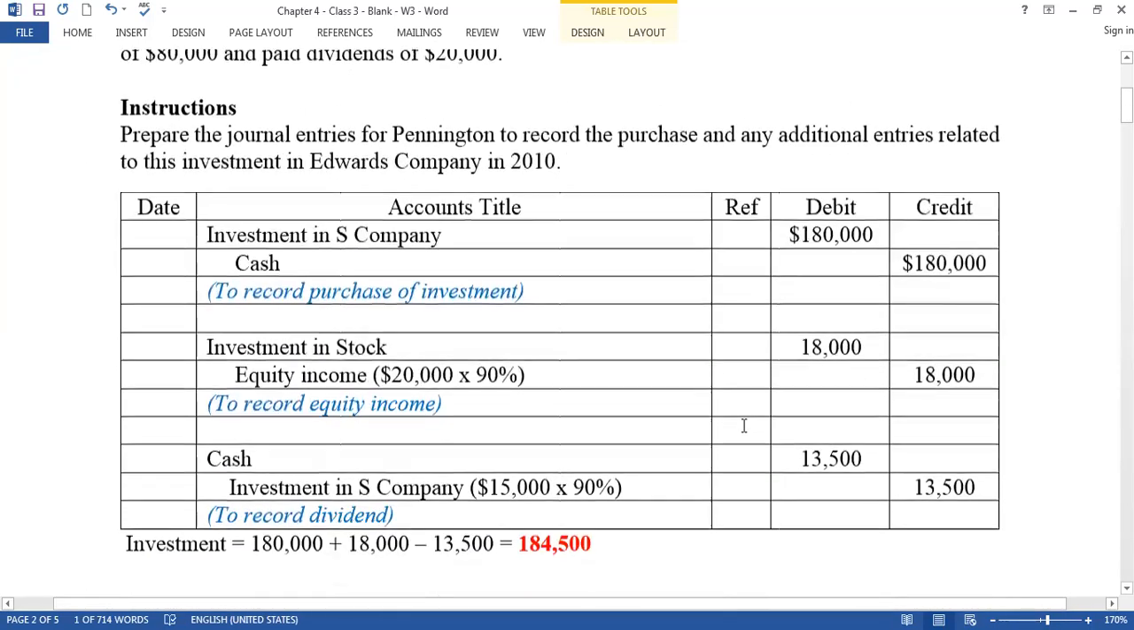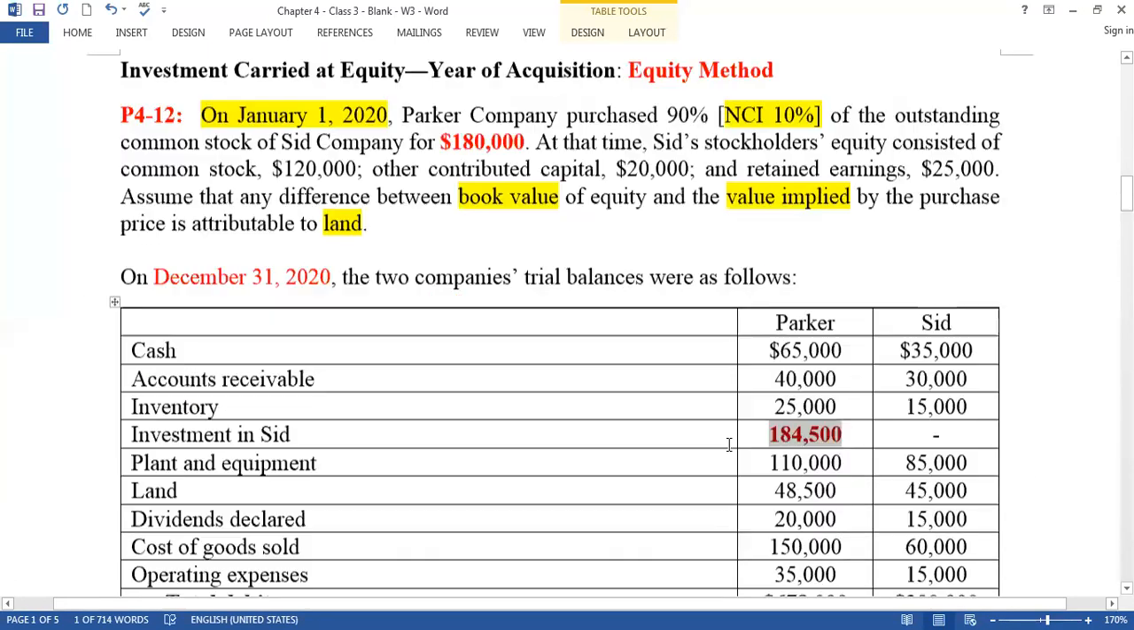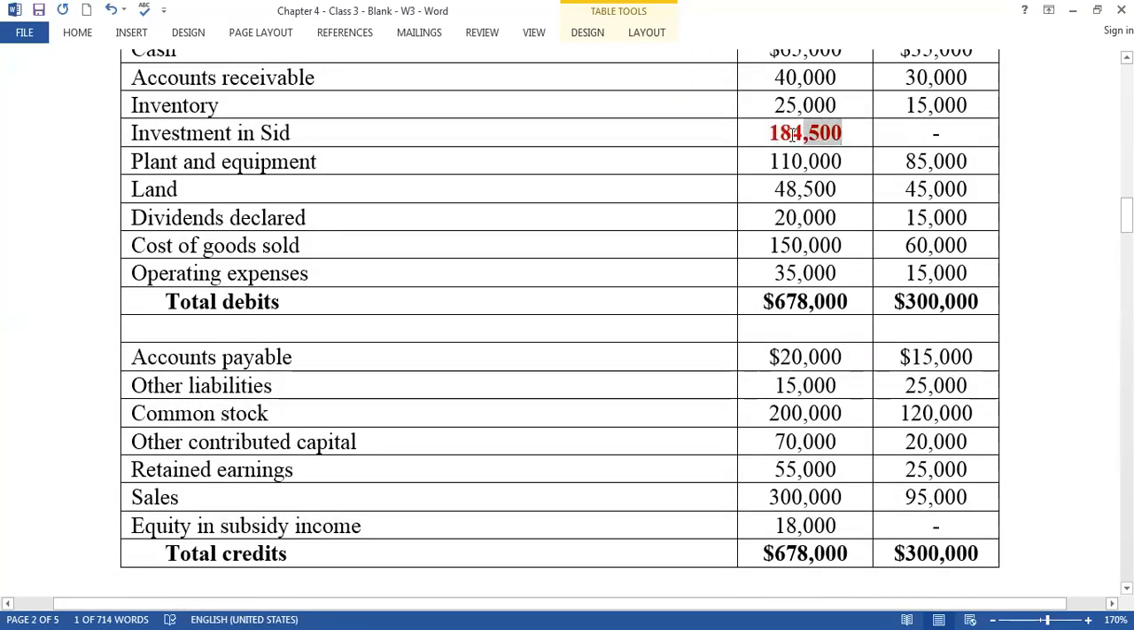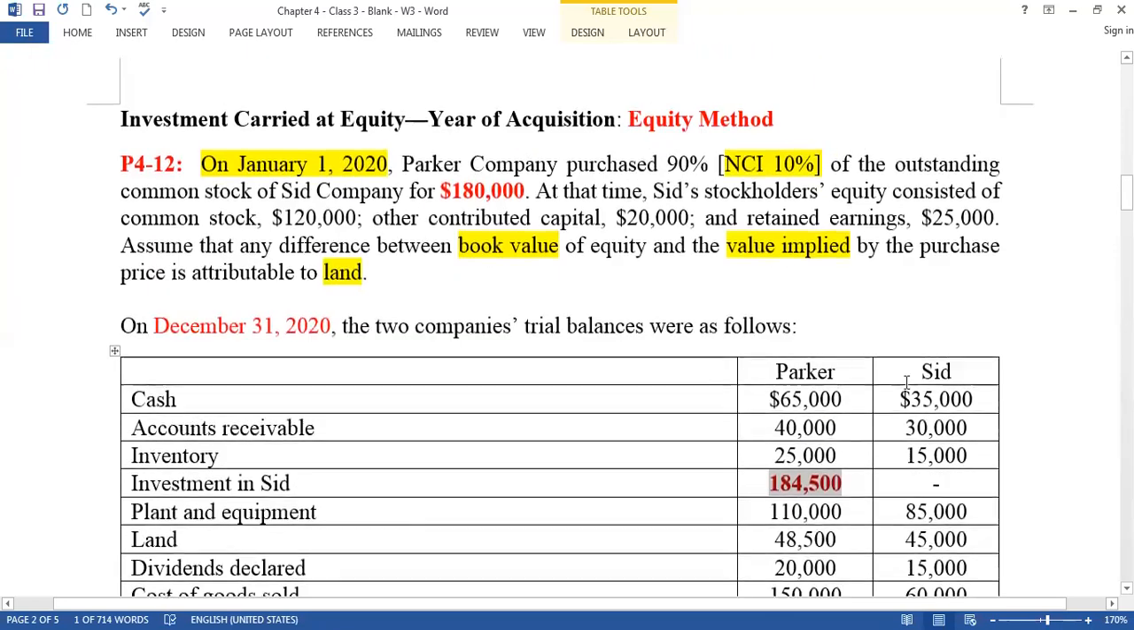No. This is not required. This is for your understanding. That means how this number came. Now, when we do the elimination, eliminating entry, we have to eliminate actually $180,000. We have to eliminate our initial investment, right?